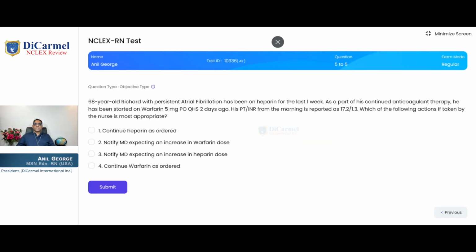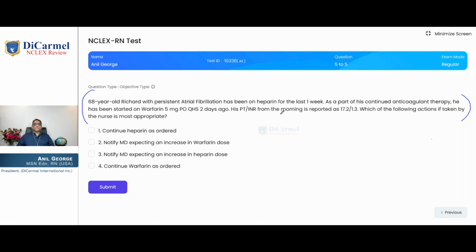Let's spend a few seconds again with this question, try to see what is being asked, and move ahead accordingly. All right, so 68-year-old Richard with persistent atrial fibrillation has been on heparin for the last 1 week. As a part of his continued anticoagulant therapy, he was started on warfarin 5 mg PO QHS 2 days ago.